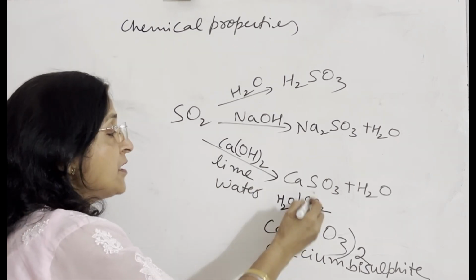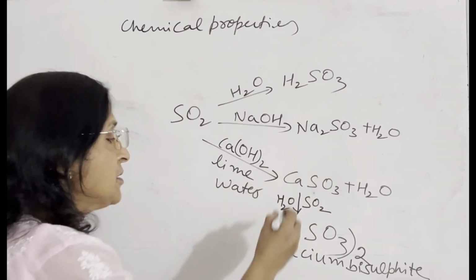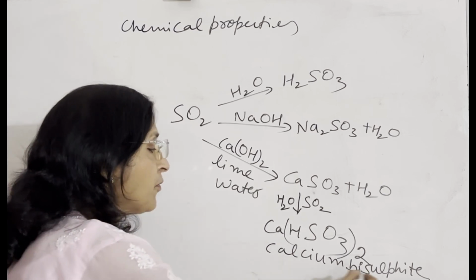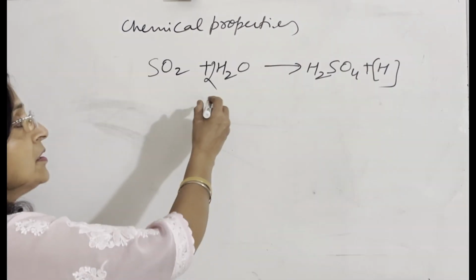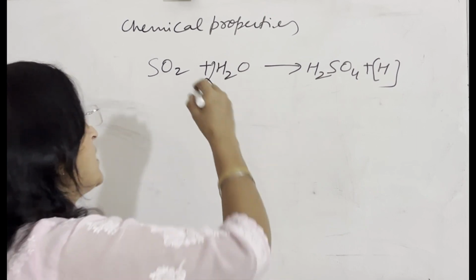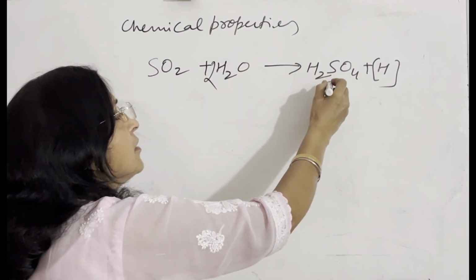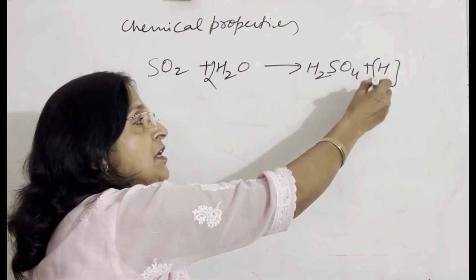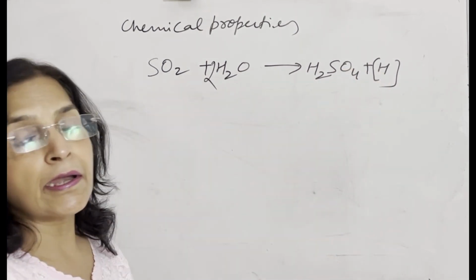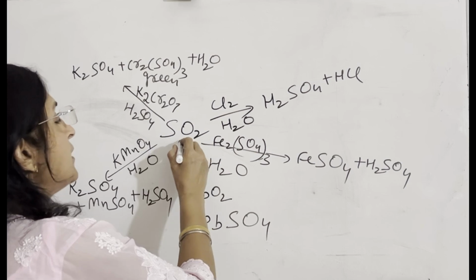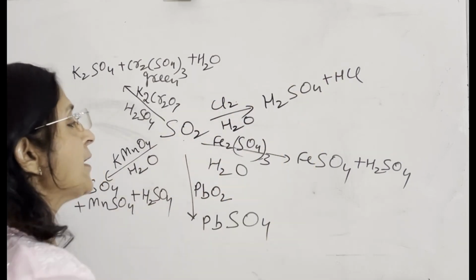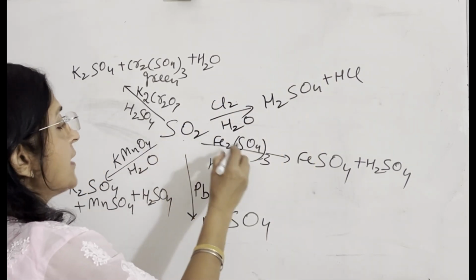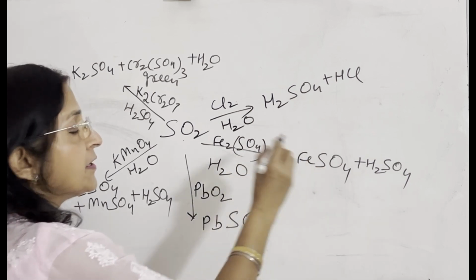When sulfur dioxide is passed for a long time in lime water, the milkiness disappears due to the formation of calcium bisulfite. In the presence of moisture, when sulfur dioxide reacts with water, sulfuric acid forms and nascent hydrogen is produced. Due to the formation of this nascent hydrogen, sulfur dioxide acts as a reducing agent. Sulfur dioxide reduces chlorine to hydrochloric acid. Sulfur dioxide reduces ferric sulfate to ferrous sulfate.